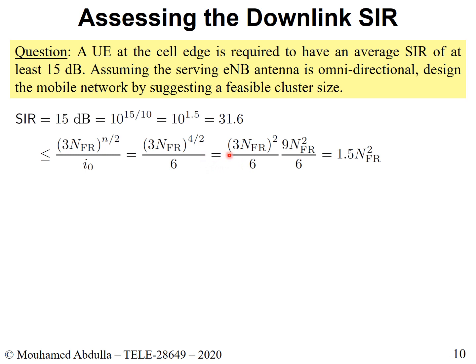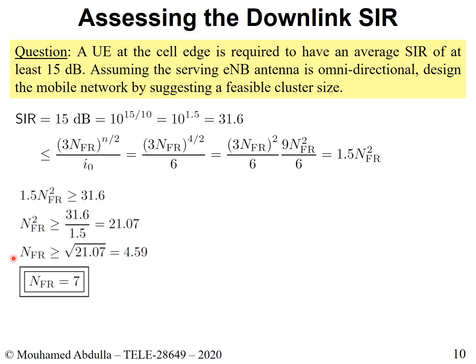And if we simplify some stuff, we could rewrite 3N FR, 4 divided by 2 is simply 2, 6 in the bottom. I realize I forgot an equal sign here, so that's another mistake. So it should be an equal sign here. 9N FR squared divided by 6. 9 divided by 6 is equal to 1.5 N FR squared. Okay, so now we have this and we have this. So basically what we're saying is 31.6 is less or equal to 1.5 N FR squared.